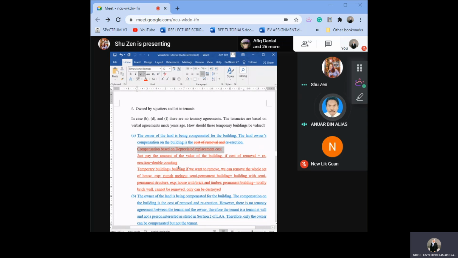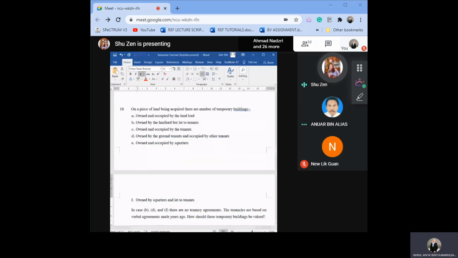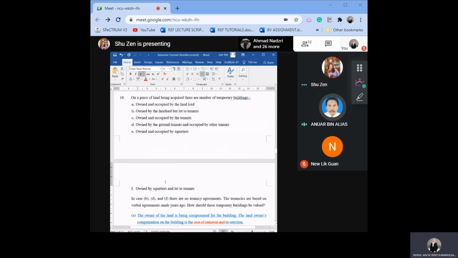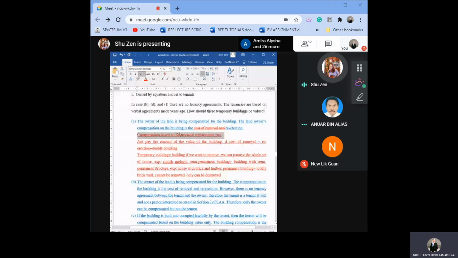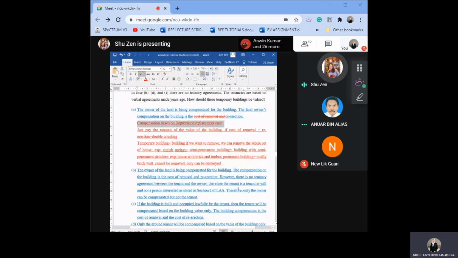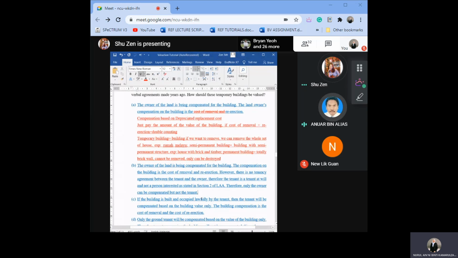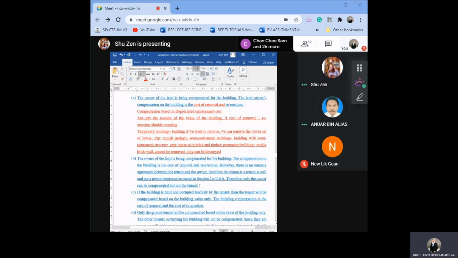The second one, what is the question? Owned by landlord but let to tenants, but the tenant has no tenancy agreement. So the landlord, same, should be compensated with the value of the building based on depreciated replacement cost. But the tenant should not be compensated, because they are tenants at will without a tenancy agreement, and they are not persons interested as stated in the Acquisition Act, Section 2. Okay, correct.